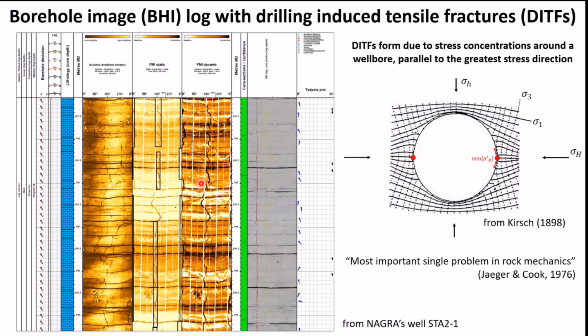And you all know the reason for that. It was Kirsch, an engineer who first derived the solution for the stress perturbation around a hole. And it is that stress concentration here, which is located parallel to the greatest horizontal compressive stress direction. This is where you can initiate tensile fractures.